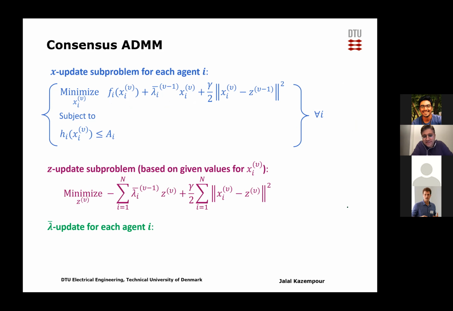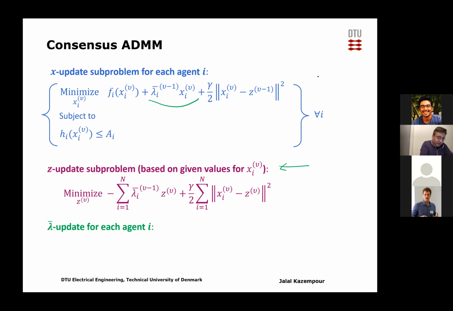Then we have our z update problem. Remember, z was an auxiliary variable. We don't have any constraint for the z update problem. z didn't appear in the original objective function, so we have nothing as a local objective function for the z update problem. So what we have is similar to this.